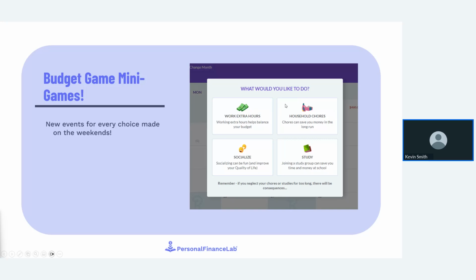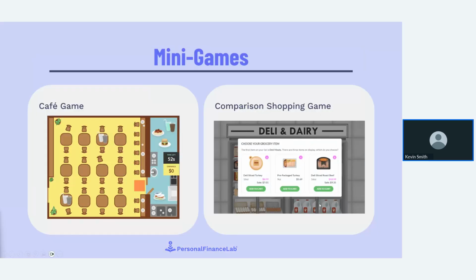But alongside each of these options, we now have a mini game that students need to complete as they're playing the game. So we have 4 mini games available. The first one is the cafe game. If the student is in part-time mode, where the game scenario is where they're working in a cafe, they have the cafe game where they are waiting tables and they can earn some extra cash.